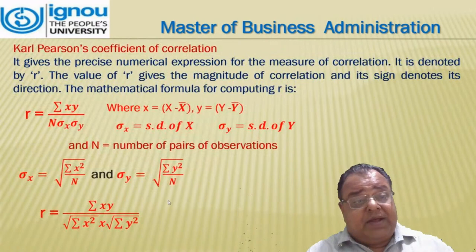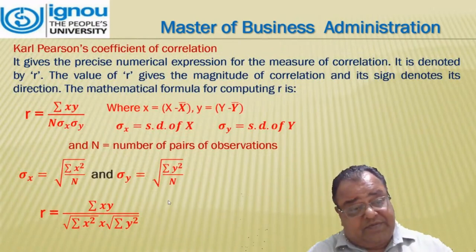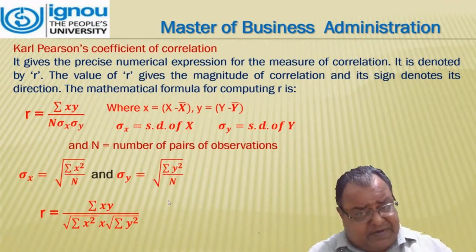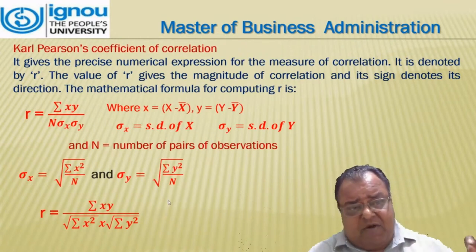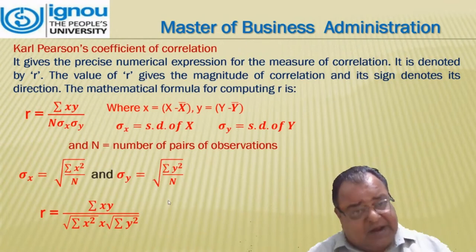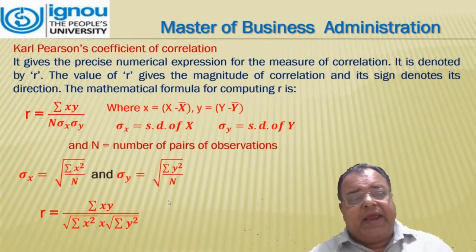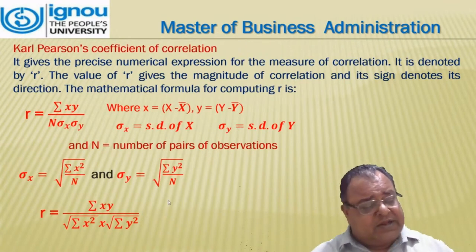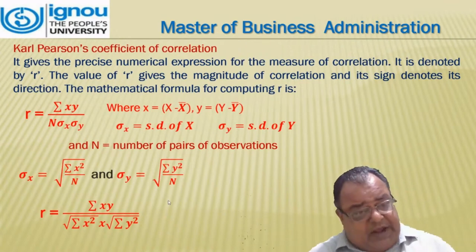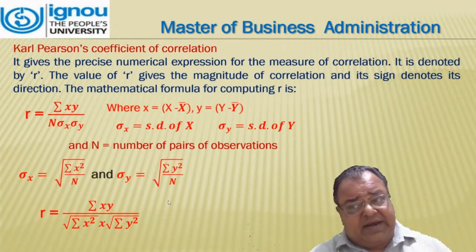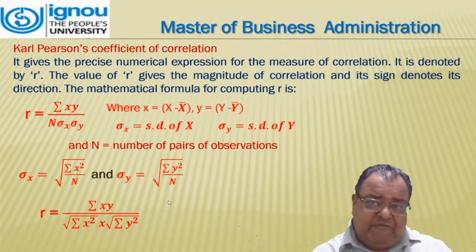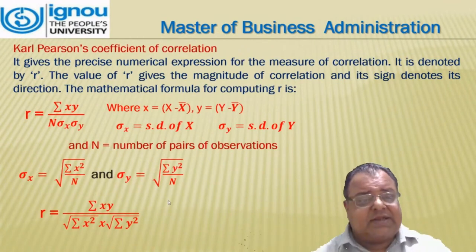Then comes your Karl Pearson coefficient of correlation. This gives the precise numerical expression for the measure of correlation, because initially we started talking about R, the value R. Now we will see how this R is calculated from the given data. The measure of correlation is denoted by R. The value of R gives the magnitude of correlation and its sign denotes the direction. For plus it is positive and for minus it is negative.